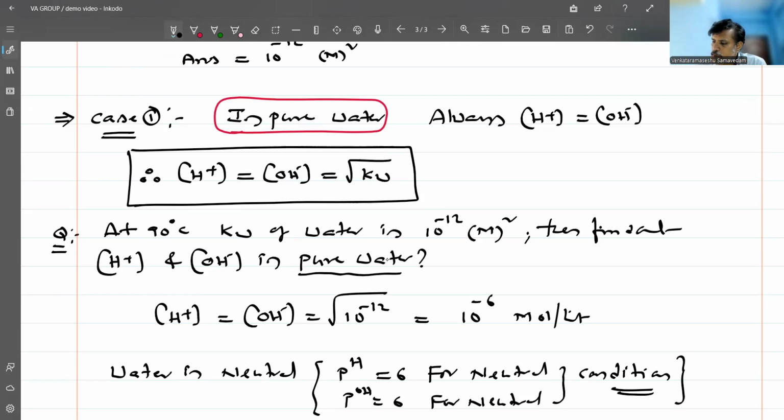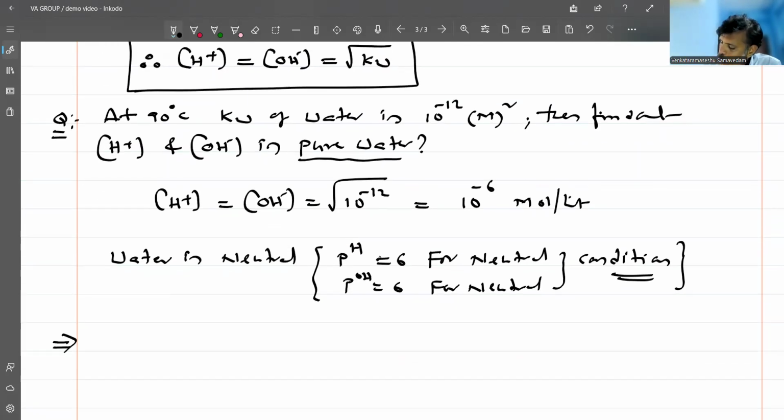So here the case is pure water. If I want to find out H plus ions concentration, 100% we have to take the formula that H plus ions concentration is equal to OH minus ions concentration, which is directly equal to root Kw. This is the only formula we have to use to find H plus ions and OH minus ions concentration in the case of pure water.